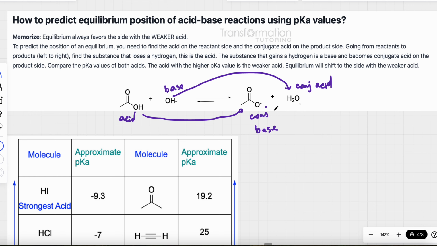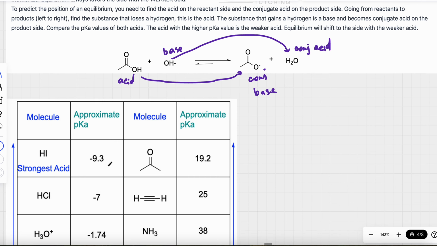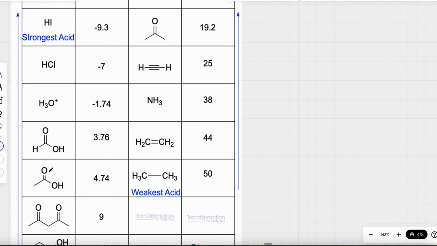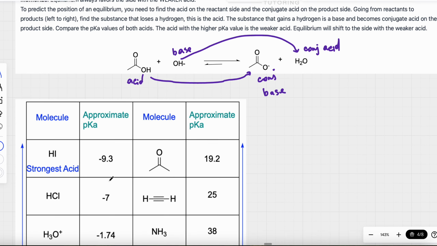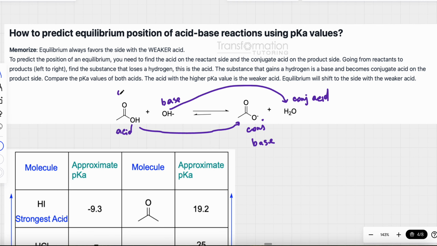Now that I have identified the two acids, next, I need to figure out which is the weaker acid, and for this, I can use my pKa chart. Let's go ahead and find this kind of molecule, which is called carboxylic acid, in my pKa chart. So if we look here, it says that its pKa is 4.74, so let's write that here.